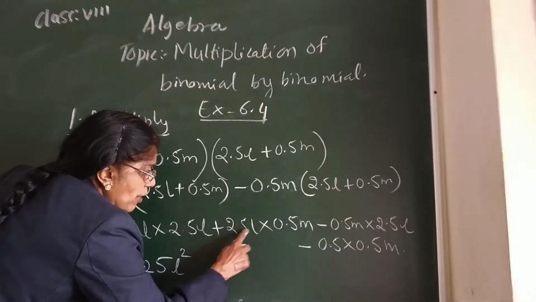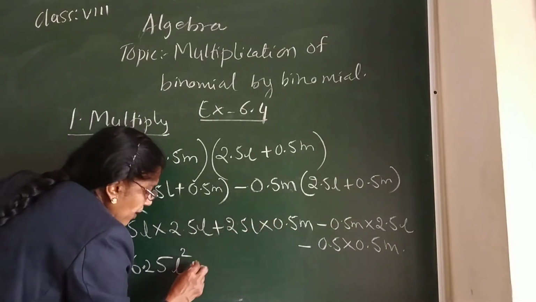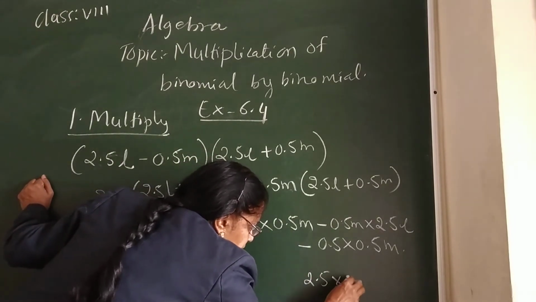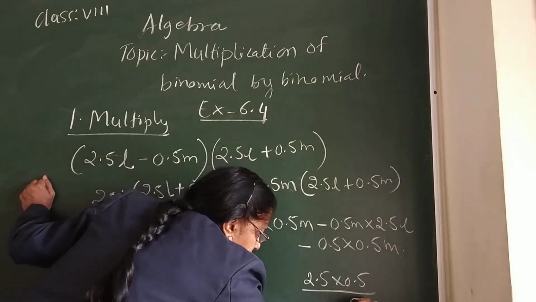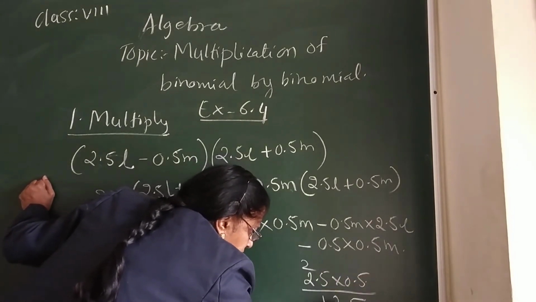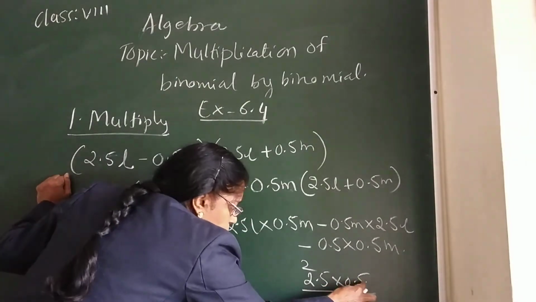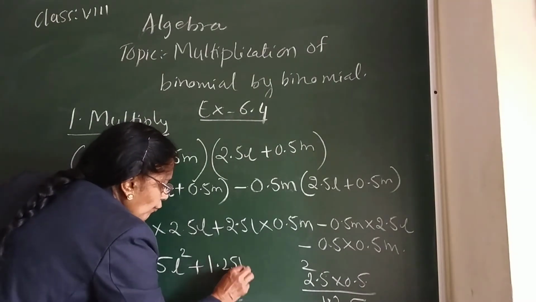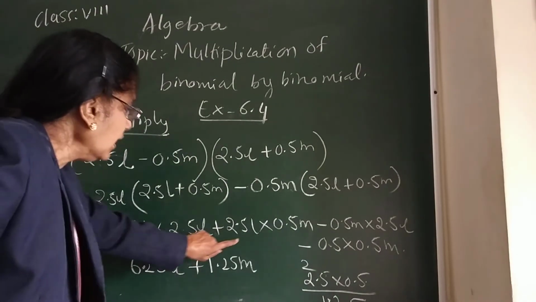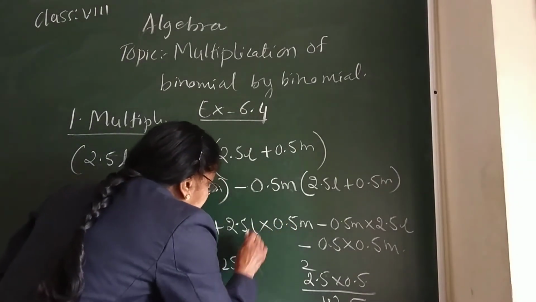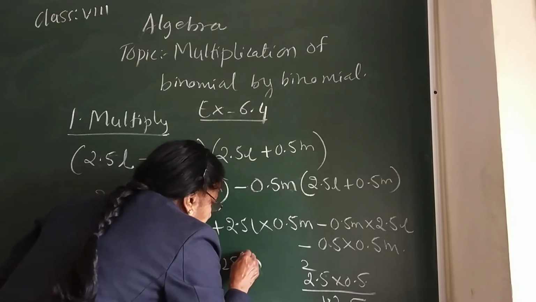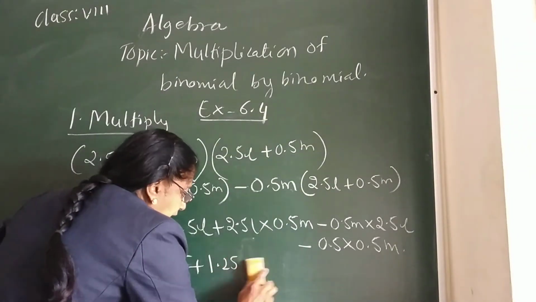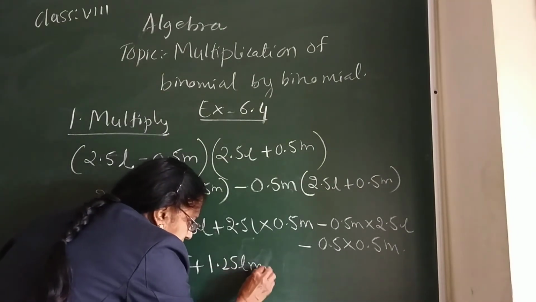Next, plus 2.5 into 0.5. I will do here 2.5 into 0.5. 5 5s are 25, and 2. 5 2s are 10 plus 2 is 12. How many places of decimal? 1, 2. So how much did I get? 1.25. So plus 1.25. Here L is there and M is there. So L into M is LM. This is not 1, this is L. Don't forget that. Don't take it as 1. It is L. So it became 1.25 LM.